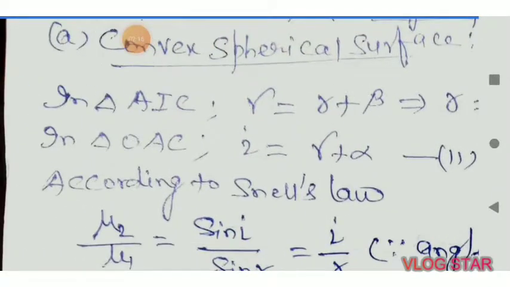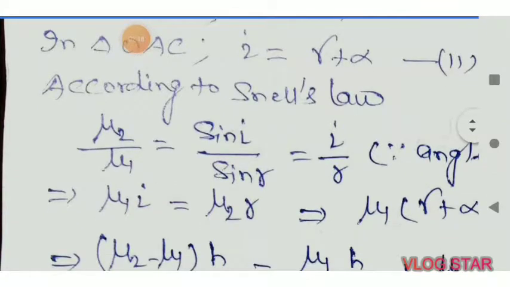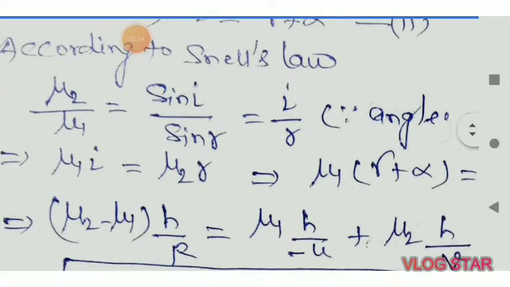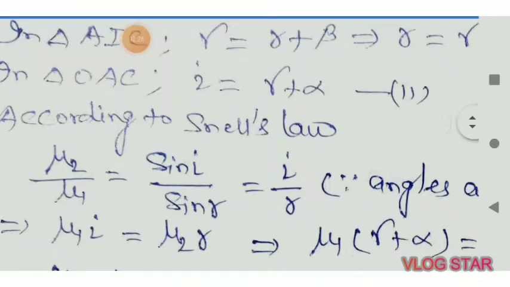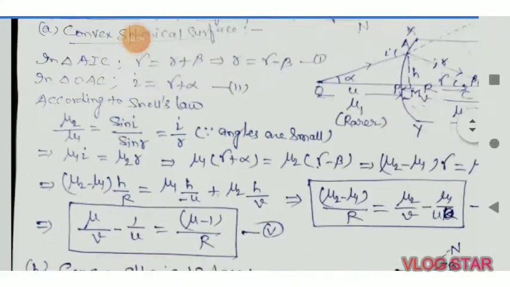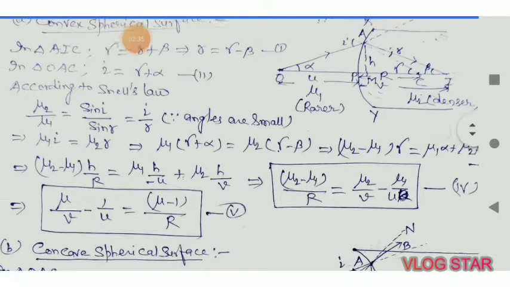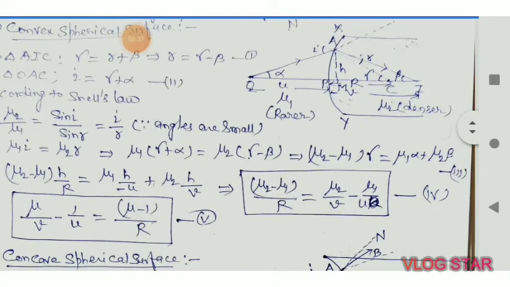Now from Snell's law, mu2 by mu1 is equal to sin i upon sin r, and that is equal to i upon r. We put the values of i and r from the first and second equations, and we get this relation. Here gamma, alpha and beta. Now we will put the value of gamma as tan gamma, alpha as tan alpha and beta as tan beta. Again for small angles, tan alpha is taken as alpha, tan beta as beta, and so on.